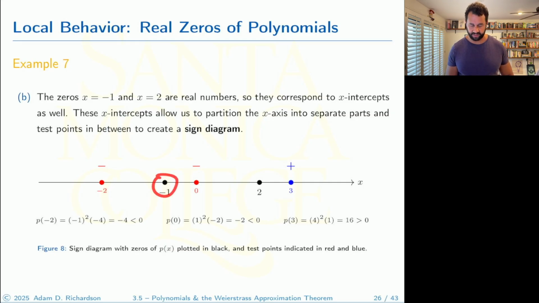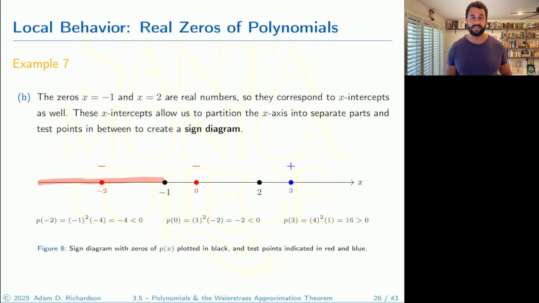So pick an easy point less than -1. How about -2? When we plug -2 into our function as an input, we get -4, which is negative. So this is telling us that the graph lies below the x-axis, all right? The graph lies below the x-axis on this interval right here, like so. Now we're going to test another point in between -1 and 2.